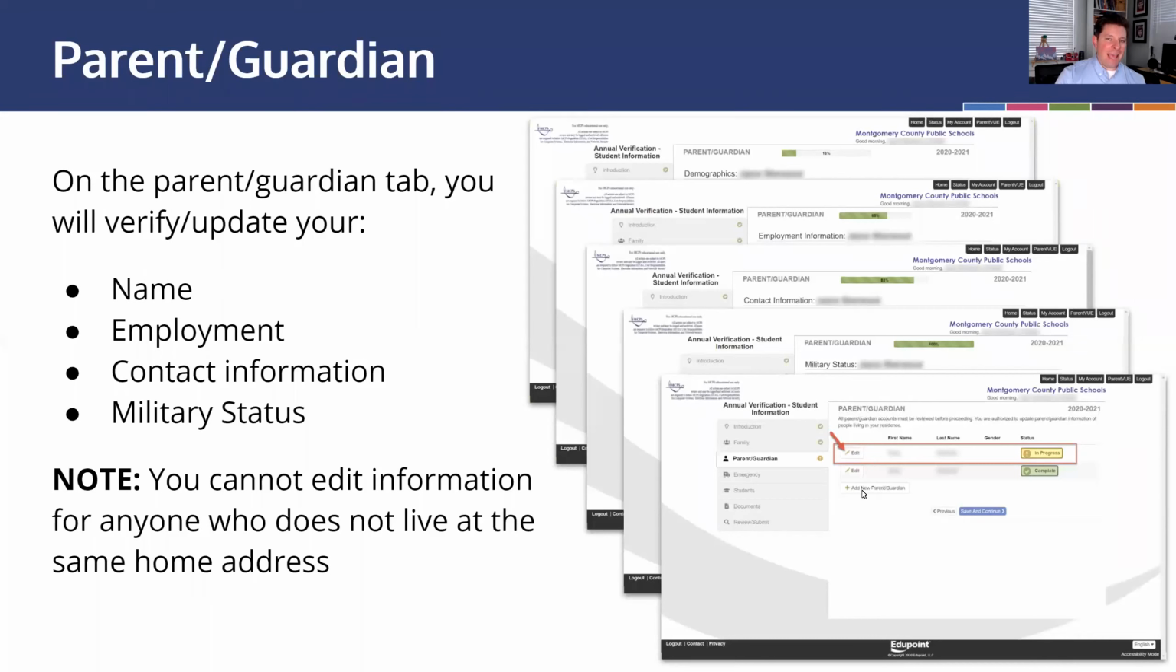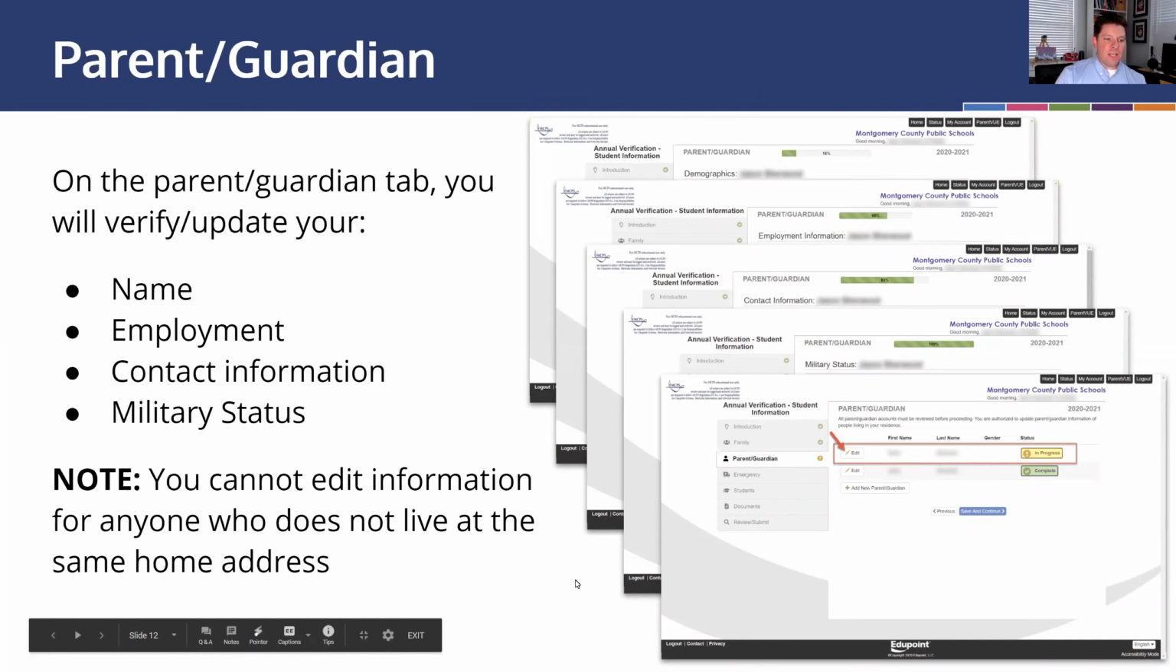You also have the ability to add new parent guardian information. So if there's somebody missing, let's say maybe you got married since the last time this happened, or maybe there's a guardian that needs to be added since the previous year, you can add them to this. Just note that any change to parent guardian generally triggers a review, so it won't be automatically accepted, and school staff will have to review it to confirm that everything is done correctly.